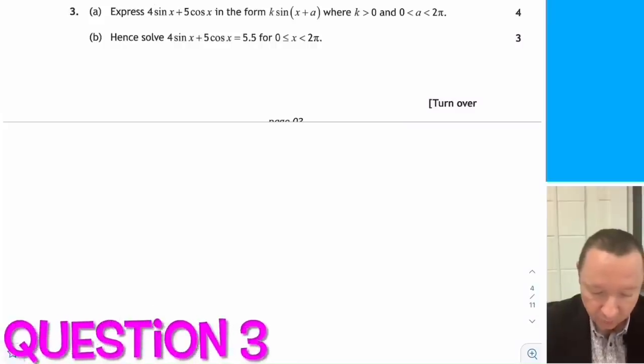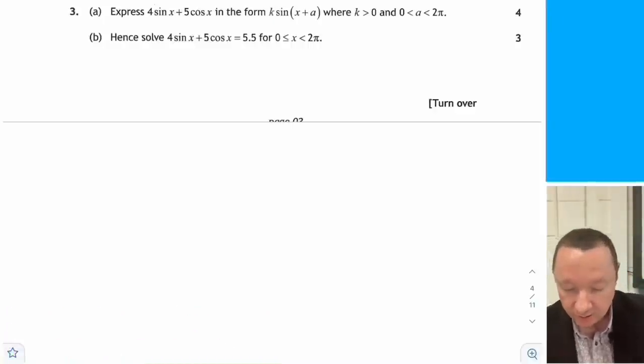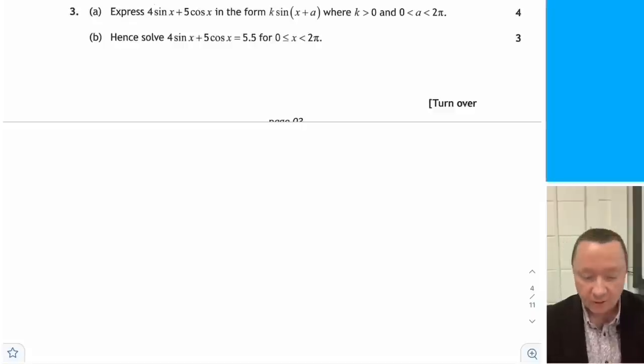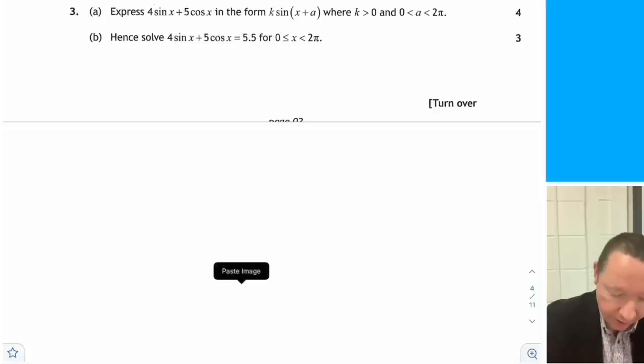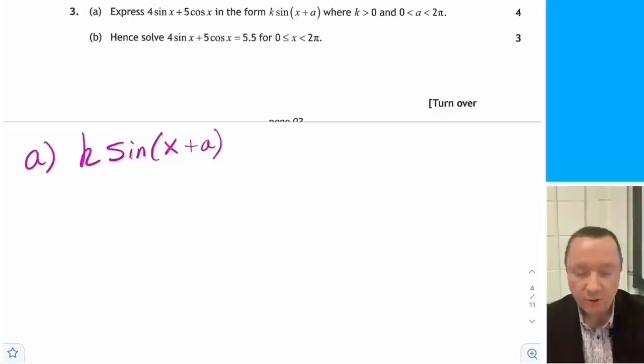We've got: express 4 sine x plus 5 cos x in the form k sine of x plus a, where k is greater than 0, and a is between 0 and 2 pi. Notice it's in radians, so I'll just work in radians for this question, and then we'll have to solve the equation. Okay, let's do this. So part A, if I take k sine of x plus a, I can expand that straight away. Check the front of the exam paper if you're unsure.